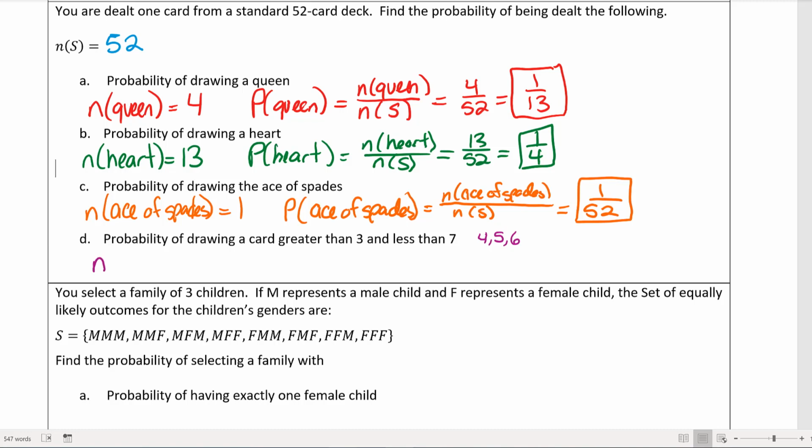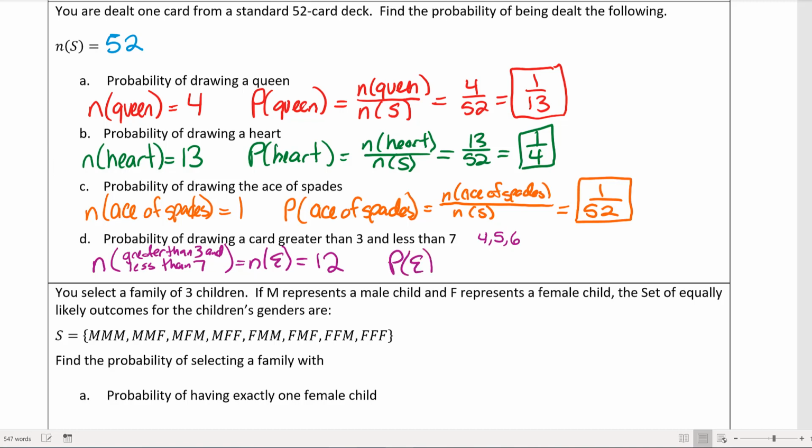So how many different ways could we pull a number greater than 3 and less than 7? I'm going to use E for this event, because that seems like too much writing. So how many different ways? Well, you have a 4 in hearts, diamonds, clubs, and spades. Then you have a 5 in all 4 suits, and then you have a 6 in all 4 suits. So that's actually 12 different ways because each of the 4, 5, and 6 appears in each suit.